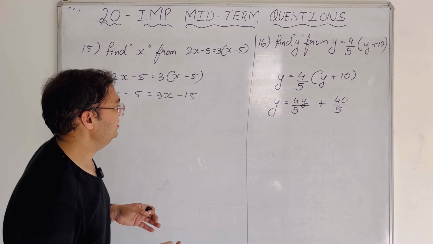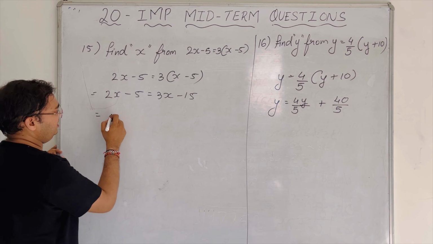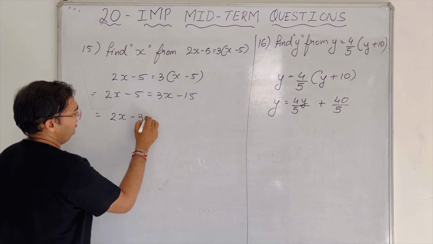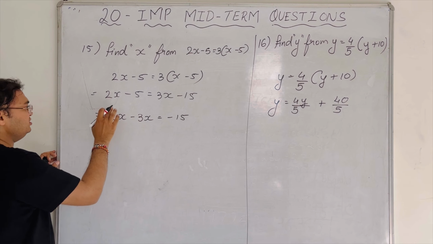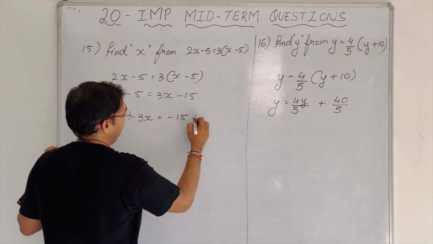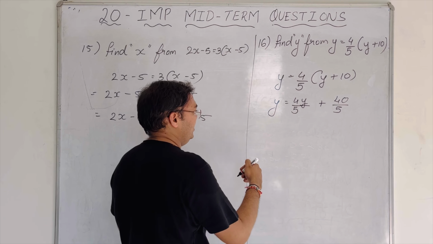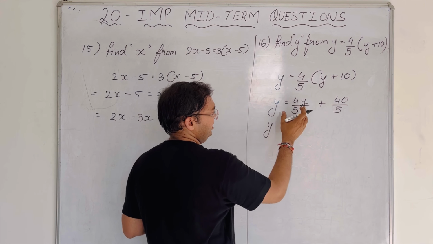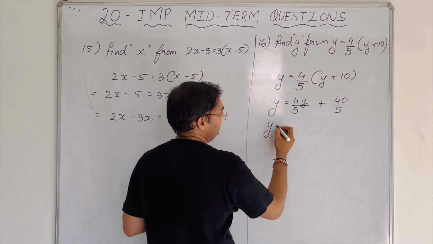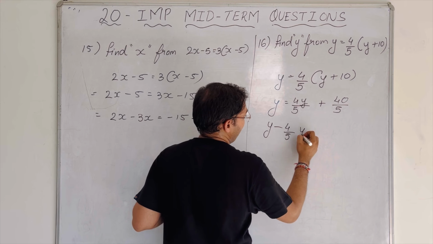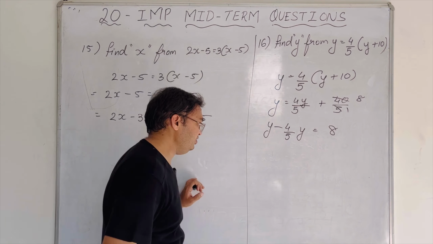Okay, we did that. Now what we can do, we will collect all the variables on one side and constants on the other side. So 2x minus 3x equals minus 15 over here. This minus 5 we are going to shift from the left hand side to the right hand side. So plus 5. Same way here also we are going to collect all the variables on one side. So y is there, this 4 upon 5y, we are going to collect it to the left hand side. So minus 4 upon 5y, which is equal to 5 ones are 5, 5 eights are 40. So your answer is 8 over here.